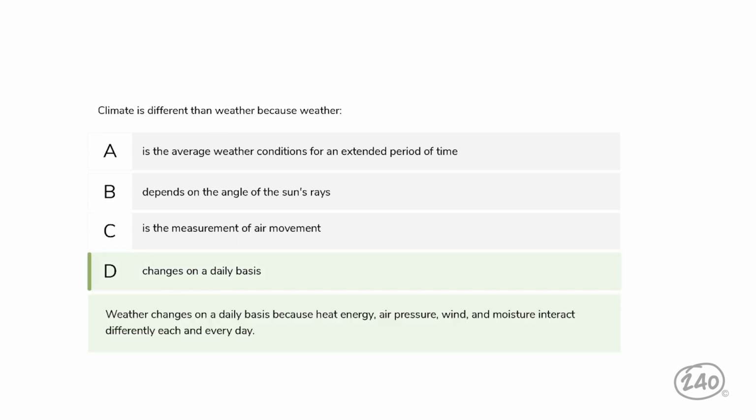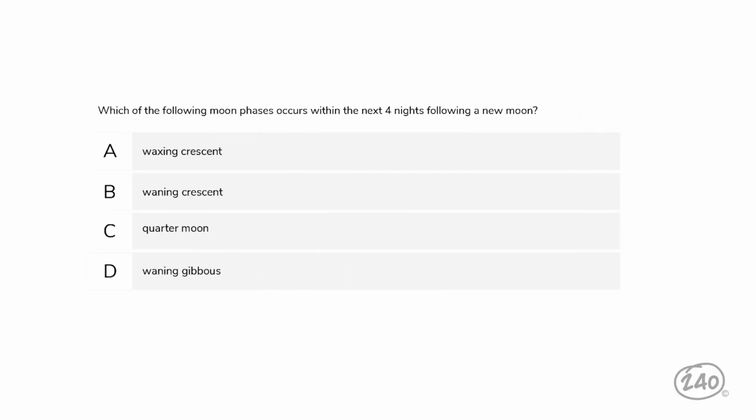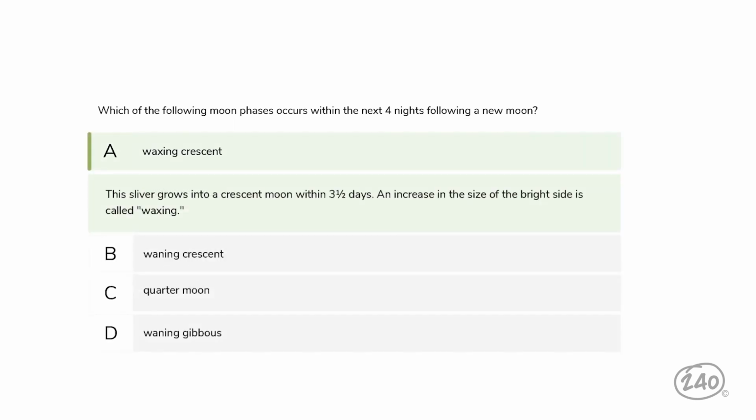Weather changes on a daily basis because heat energy, air pressure, wind, and moisture interact differently each and every day. Nice. Ready to head back to space? Which of the following moon phases occurs within the next 4 nights following a new moon? A new moon occurs when the moon is on the same side of the Earth as the sun. After a new moon, a small sliver of the bright side of the moon is visible on Earth. This sliver grows into a crescent moon within 3.5 days. An increase in the size of the bright side is called waxing. So, this answer is best.